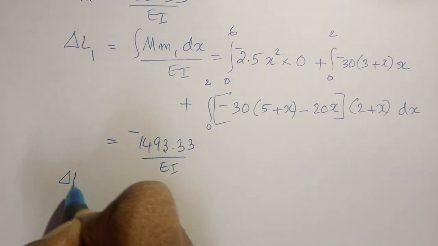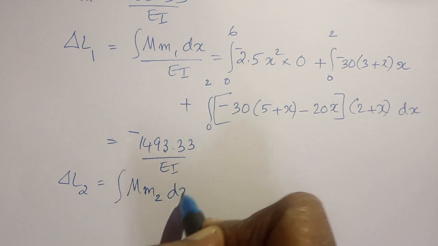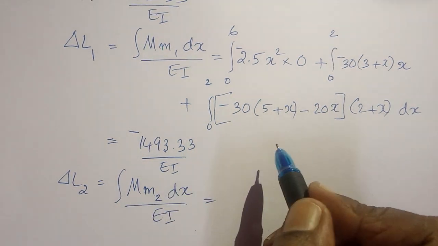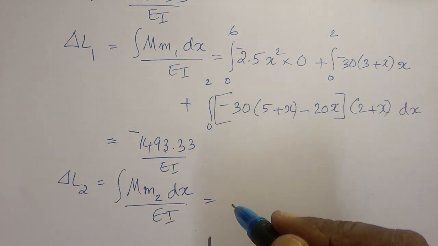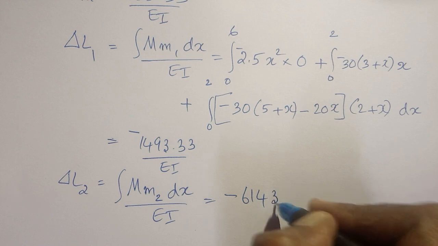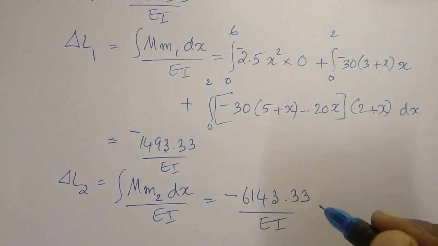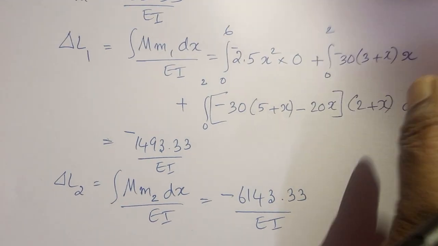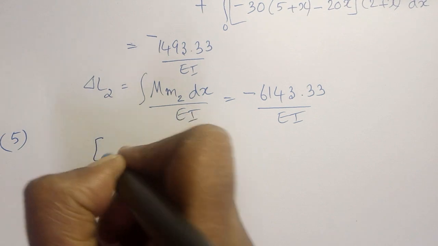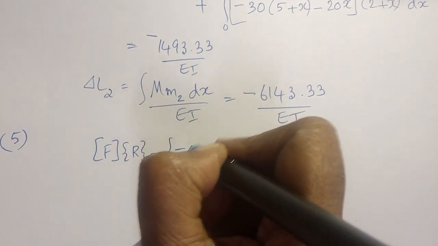Similarly, delta L2, integral M M2 dx by EI. You can evaluate it on similar lines. We'll get the answer minus 6143.33 by EI. Now we write the equation. F into R is equal to minus delta L.